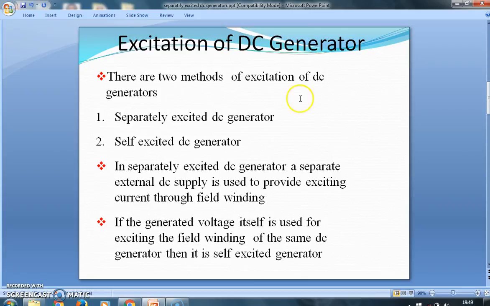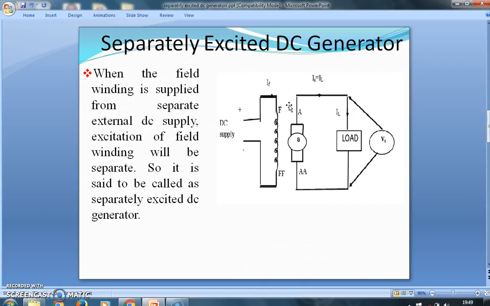Excitation of a DC generator can be done by two methods. One is the separately excited DC generator and the second is the self-excited DC generator. In a separately excited DC generator, a separate external DC supply is used to provide exciting current through the field winding. Whereas in a self-excited generator, the generator voltage itself is used for exciting the field winding of the same DC generator.